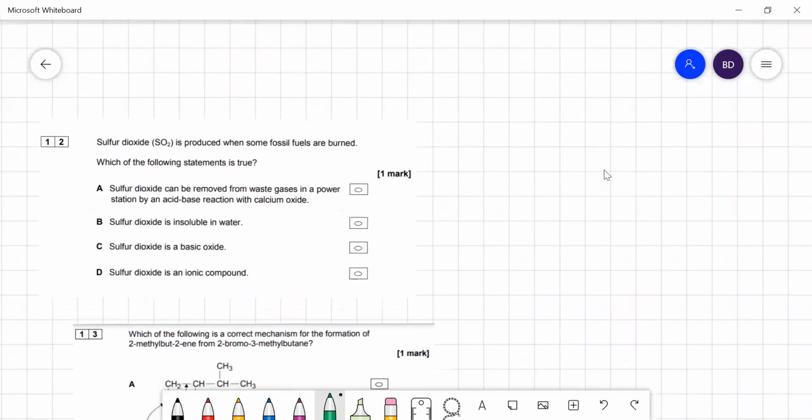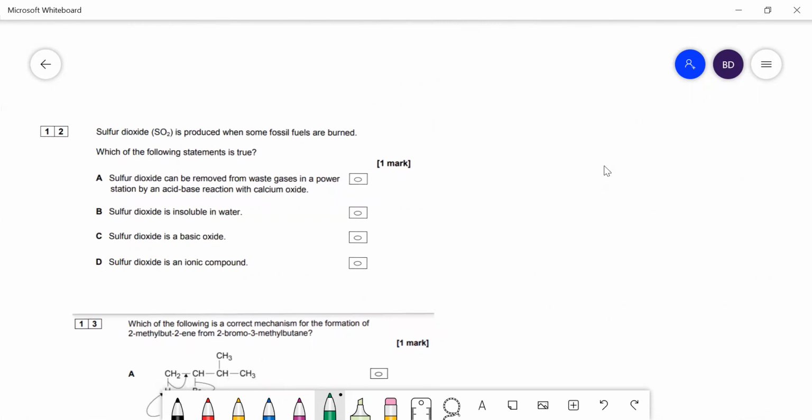Sulfur dioxide is produced when some fossil fuels are burnt. Okay, which of the following statements is true? Right, sulfur dioxide can be removed from waste gases by reaction with calcium oxide. It can be, yeah. Okay, so CaO plus SO2 goes to calcium sulfite. That's how you remove it from the flue. It is not insoluble in water, so that's going to be the answer. Just check the other ones. It's not insoluble in water because SO2 dissolves in water to give acid rain. Okay, so that's definitely right.